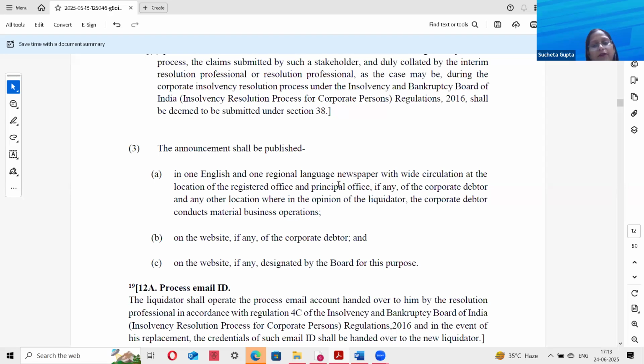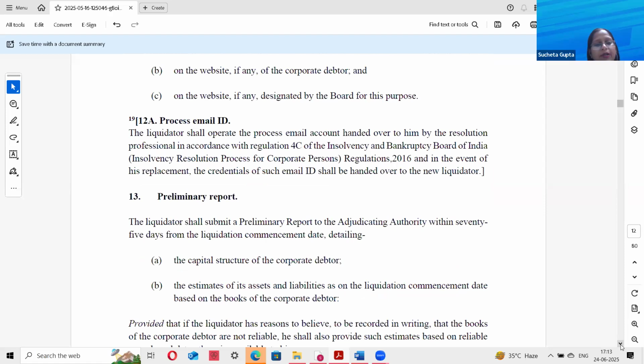and the principal office, if any, of the CD, and any other location where, in the opinion of the liquidator, the CD conducts material business operations; on the website, if any, of the CD; and on the website, if any, designated by the board for this purpose. Now, process email ID: the liquidator shall operate the process email account handed over to him by the RP in accordance with regulation 4C of the IBBI CIRP regulations, and in the event of his replacement, the credentials of such email ID shall be handed over to the new liquidator.